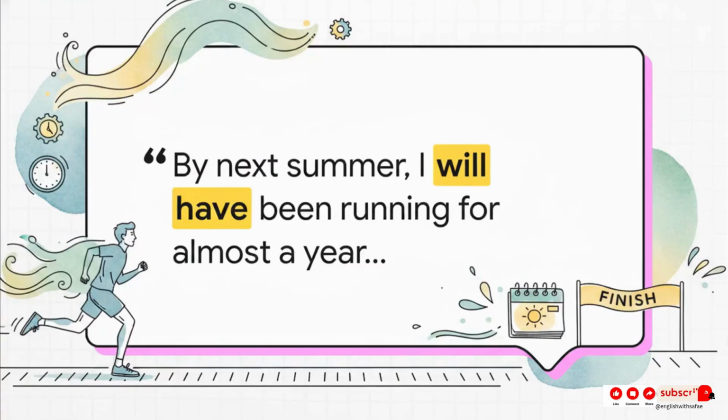In this sentence, the running is happening now, and it's going to keep happening. By next summer gives us a deadline in the future. So this tense tells us that at that future point, the action of running will have been going on for a year. It's a fantastic way to connect your efforts now to a goal way down the road.